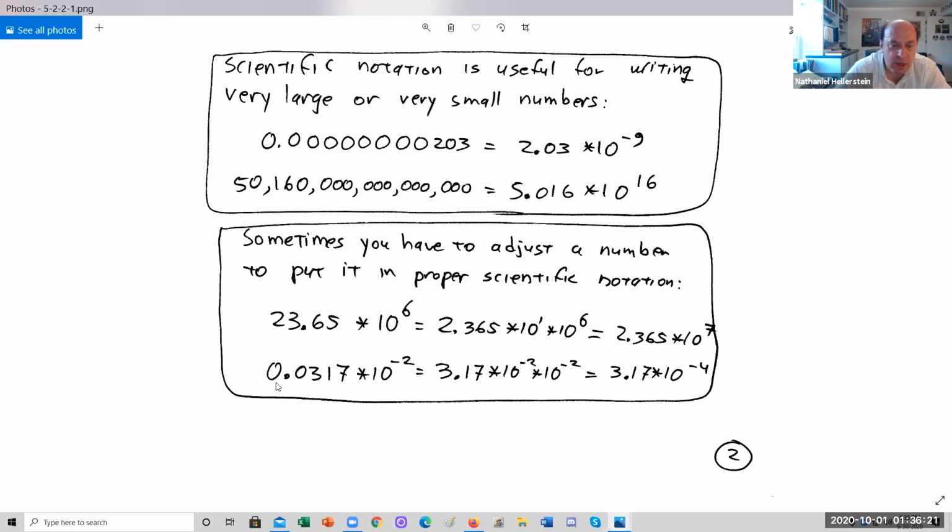Or here, 0.0317 times 10 to the negative 2. Again, this is not between 1 and 10, so we adjust it. So we write 0.0317 as 3.17 times 10 to the negative 2. That times 10 to the negative 2, you add the exponents and get 3.17 times 10 to the negative 4.